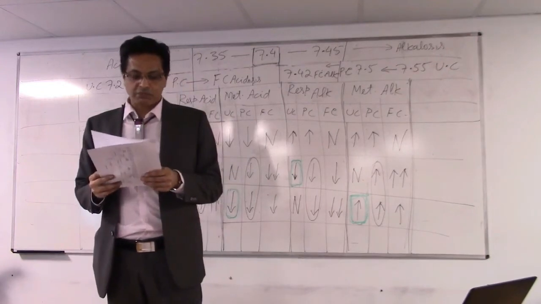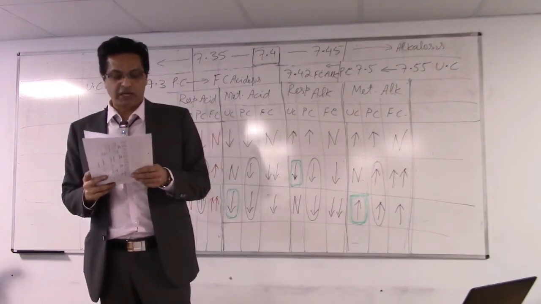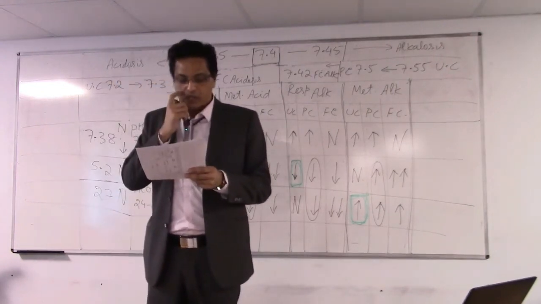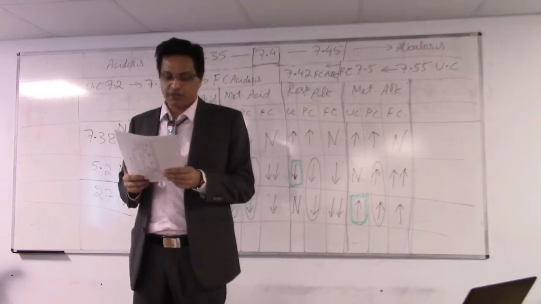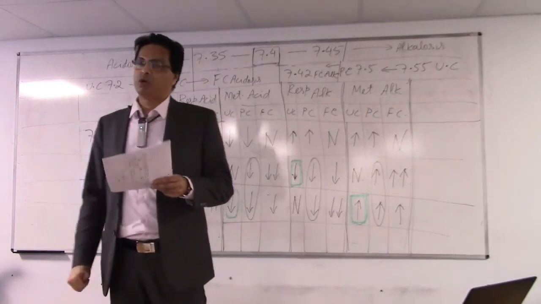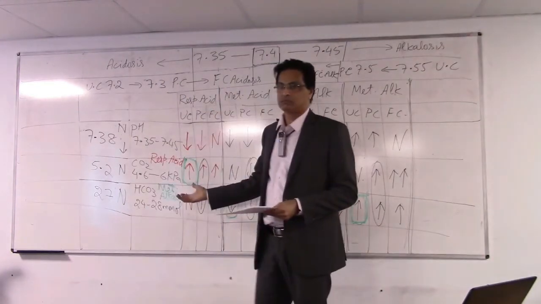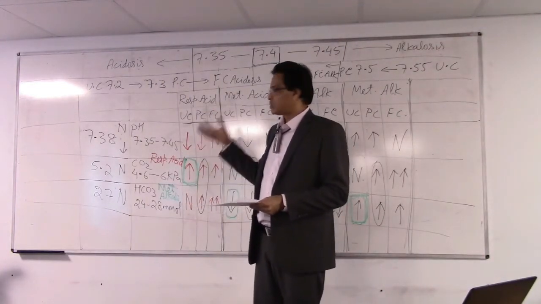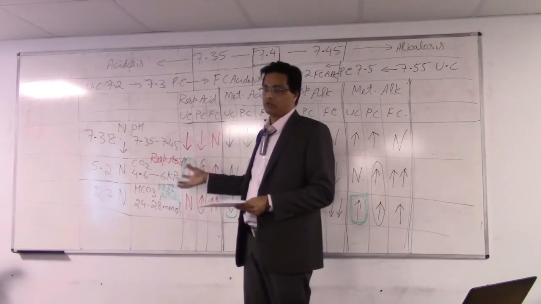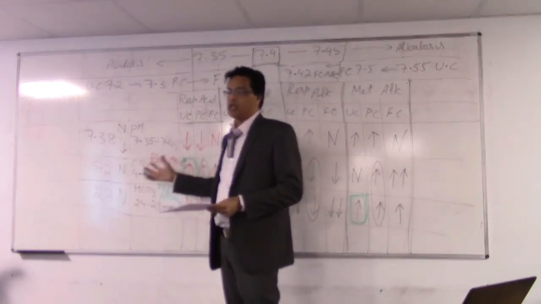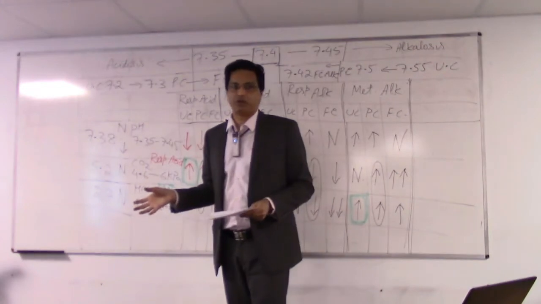Now, causes of metabolic alkalosis. Okay, so there's GI loss in metabolic alkalosis. One more thing you need to understand. I said acid, I was talking about acid. What is acid? CO2. CO2 is an acid. Which acid? Respiratory acid. But we have a lot of other acids also in the body.